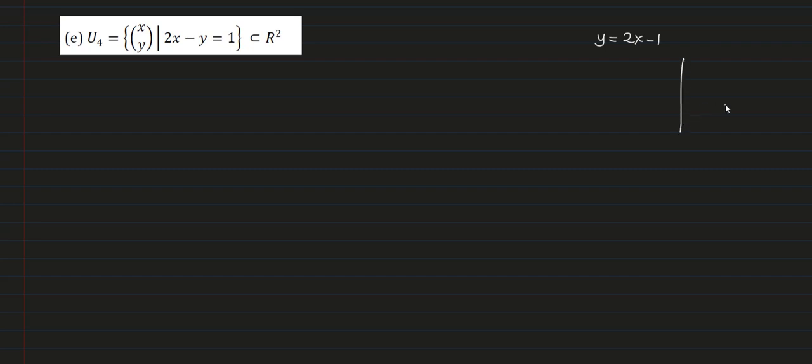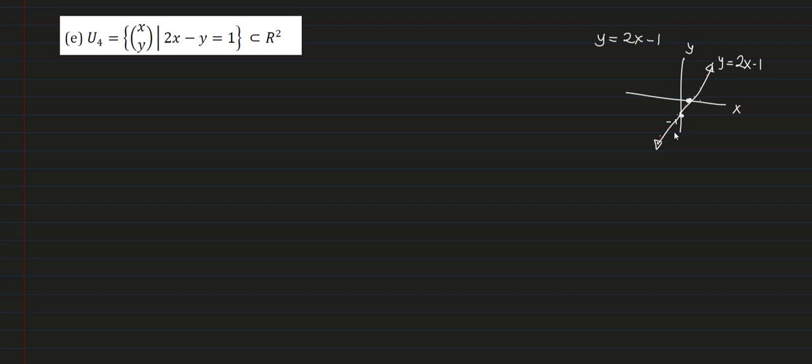Yes, it's like a straight line. It's a linear equation in the xy coordinate. So for every x element, there exists a corresponding y. Here, when x is 0, y is negative 1. And when y is 0, x will be half. So these two points, we can connect them, and hence we get that straight line. This straight line is y equals 2x minus 1. It means that U4 includes all the points that lie on that straight line.